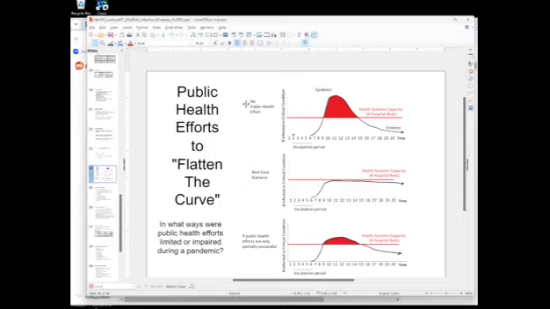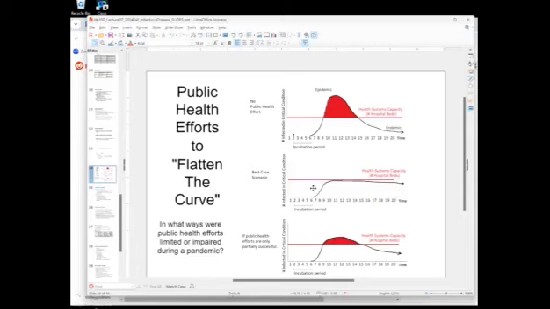Okay, so that is the worst case scenario, no public health effort to try to deal with this epidemic. The best case scenario is if you slow down the rate of rise of the infected. How do you do that? Well, how does COVID spread from one person to another? With respiratory droplets. So how do you slow down the rise of COVID across a population?